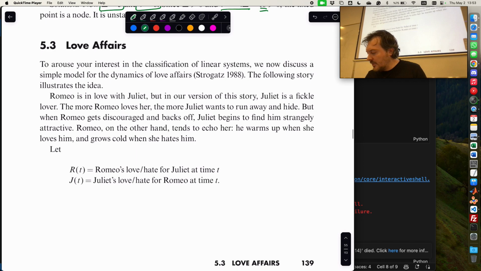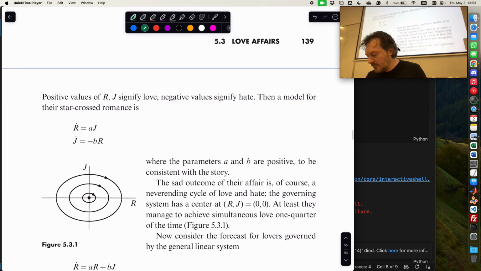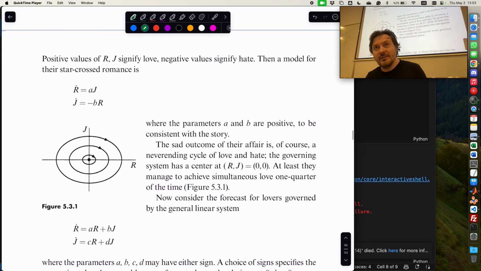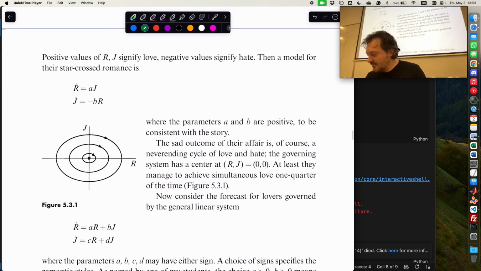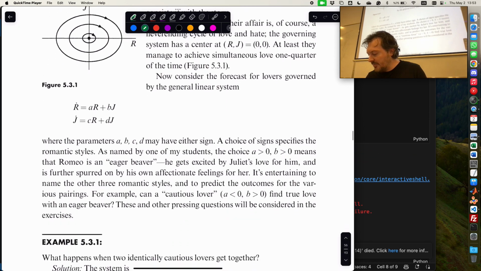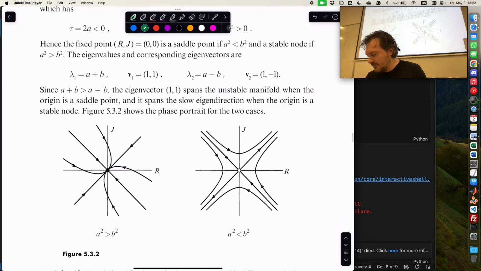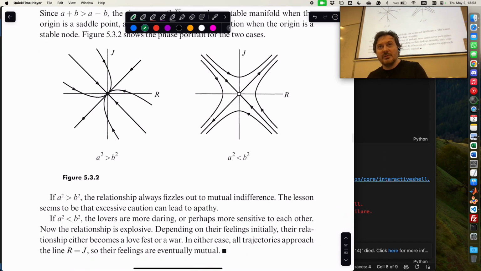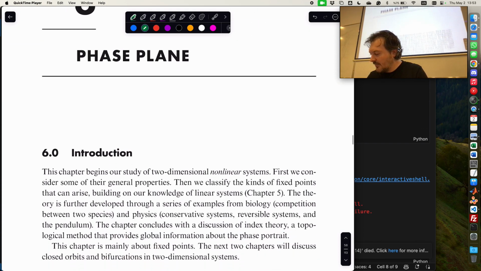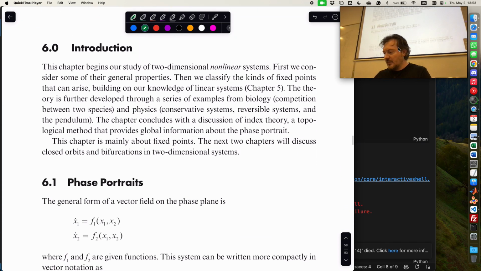You can read these parts and get some idea about love affairs. Okay. It's actually a paper by Strogatz, and it's a lot of fun. What will happen with love dynamics? Okay. You can read it.